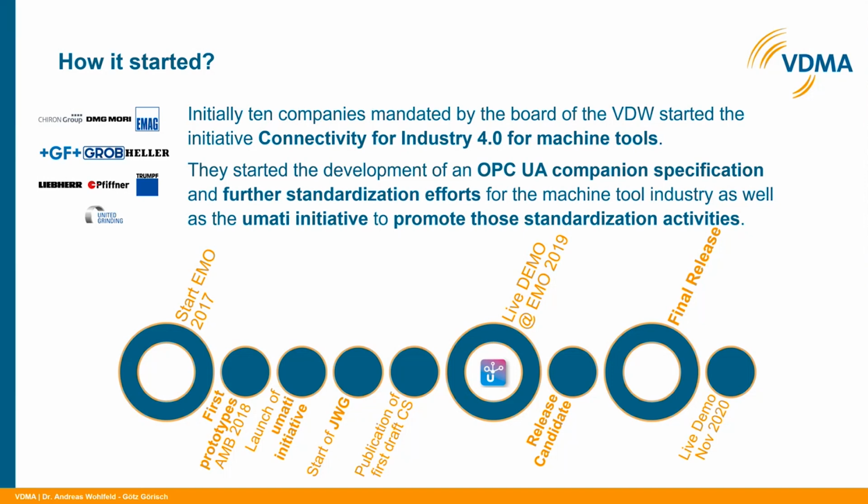But if you look at the rest of the timeline, you can see that for standardization, we were actually quite fast, because we had milestones which were ambitious at the time, but we did reach them. We had the ambition to have first prototypes at the AMB fair in 2018, which we did. It was not very similar to the interface that we had in the end, but we could show what we were working on and the direction that it was going into. Then the next big milestone was the live demo at the EMO 2019, and Götz will show you a few impressions of that in a minute.